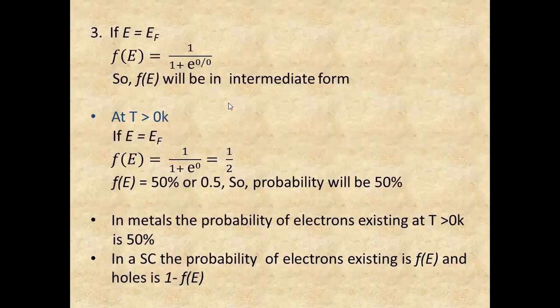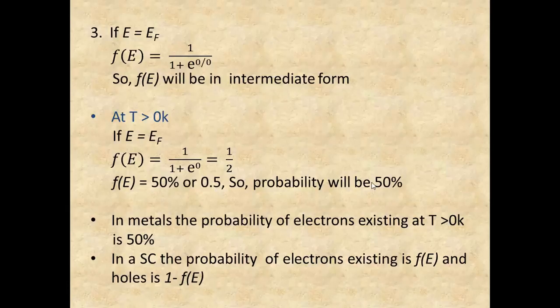Third, when E is equal to EF, your Fermi Dirac function will be in the intermediate form. 0 by 0 gives you an intermediate form. So remember the cases. Next is when your temperature is greater than 0 Kelvin, of course. In this case, when E is equal to EF, it will be 1 by 2. That means probability becomes 50% or 0.5.